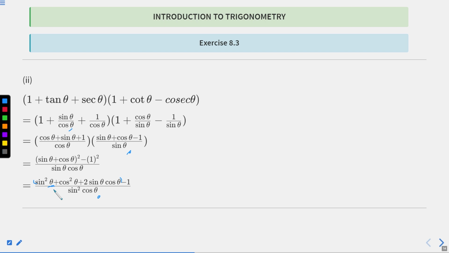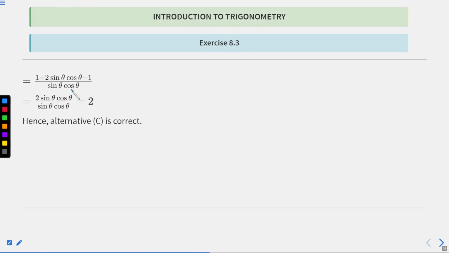That is actually the identity: sin²θ + cos²θ = 1. So here we put the value of sin²θ + cos²θ = 1. So this is equal to (1 + 2 sinθ cosθ − 1) divided by sinθ cosθ. Here +1 and −1 will cancel, and this is equal to 2 sinθ by sinθ cosθ, and this is equal to 2.